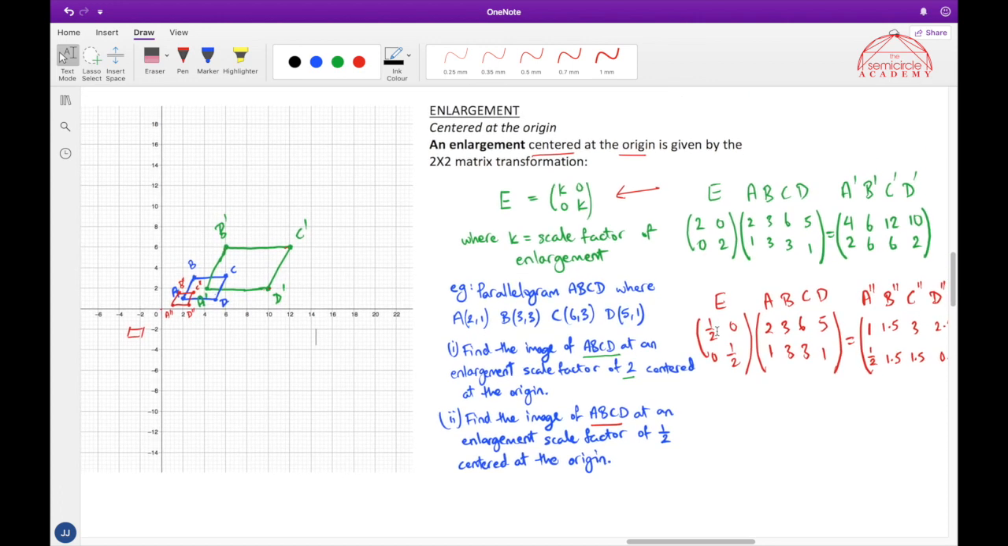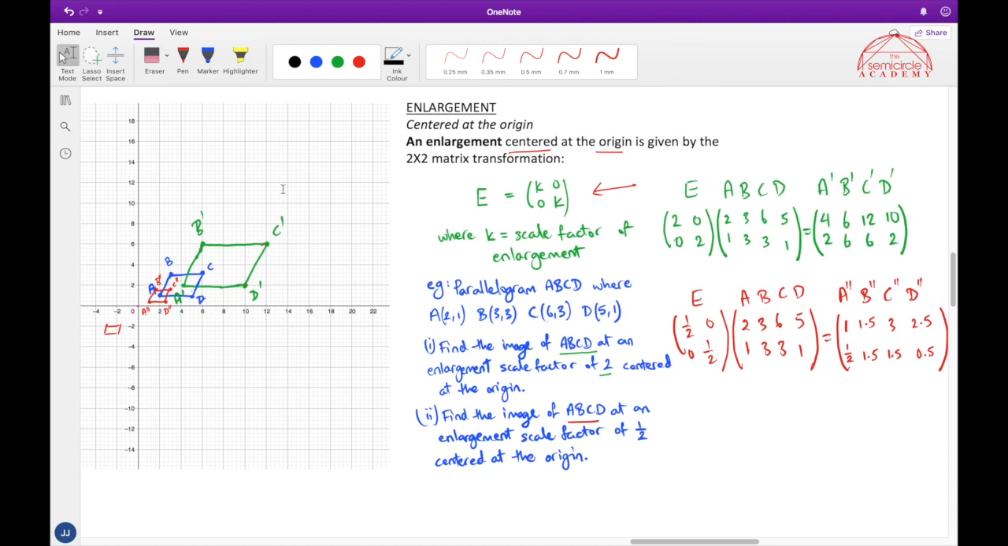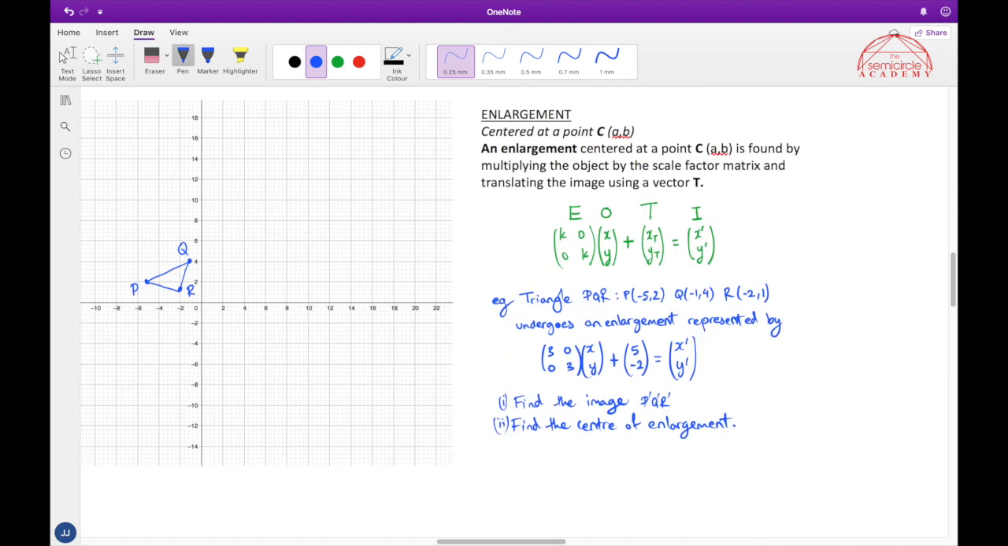It's actually a pretty easy concept. So just to recap, when we are talking about an enlargement that is centered at the origin, so the center of the enlargement is the origin, it is given by this matrix here, E, which is K, 0, 0, K, where K is the scale factor of the enlargement. We could see here that when K was greater than 1, so in this case K was 2, the image got larger. And when K is less than 1, in this case K is a half, the image actually got smaller.